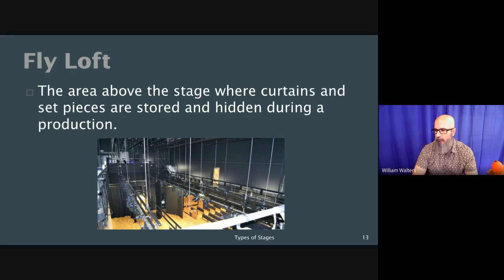So the fly loft, again, as you can see from this picture, is the area above the stage where curtains and set pieces are stored and hidden during a production, and then they're either lowered in or out, depending on what's going on in that particular scene. So fly loft on the left-hand side, the area above the stage where curtains and set pieces are stored and hidden during a production. You put that on the right-hand side.